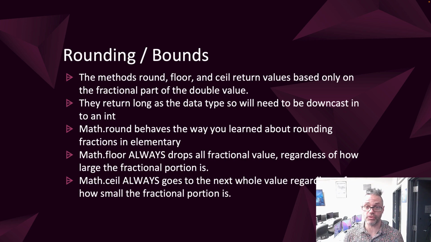So if it's 3.00000001, Math.ceil is going to give 4 back as the value. So keep that in mind. There's a big difference between Math.ceil and Math.round.